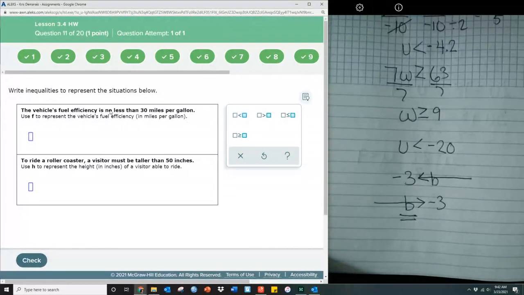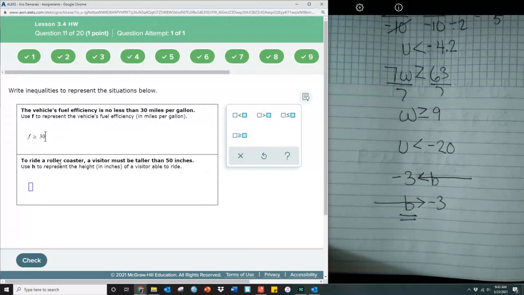The vehicle's fuel efficiency is no less than 30 miles per gallon. So I'm definitely going to go ahead and read no less. All right, no less than. So it's greater than or equal to. Because what it's saying is no less than 30 miles, so that's the minimum it could be. So it's going to be where the fuel efficiency is greater than or equal to 30 miles per gallon.